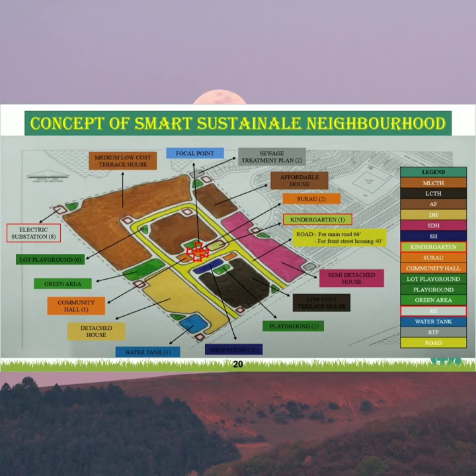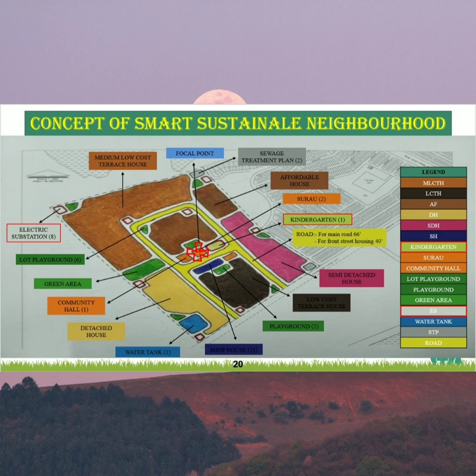This is my plan for Smart Sustainable Neighborhood. There I have medium cost terrace house, 2 sewage treatment plants, affordable house, 2 surau, 1 kindergarten, semi-detached house, low-cost terrace house, 2 playgrounds, 21 shop houses, 1 water tank, detached house, 1 community hall, green area, 6 lot playgrounds and 8 electric substations. There are 2 types of road.